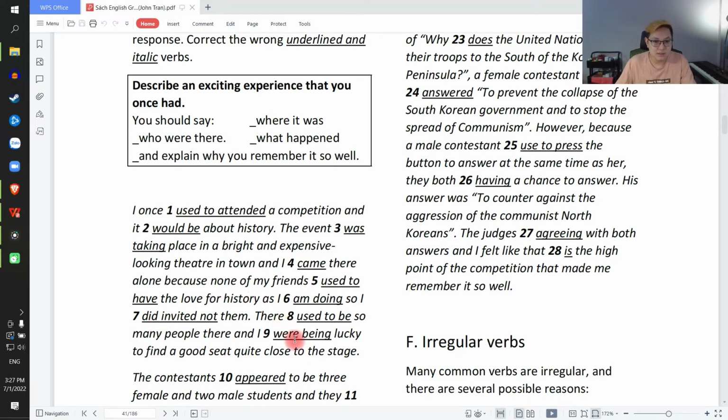So number 8, there were so many people there and I was lucky to find a good seat quite close to the stage. Số 8, số 9 cũng là hành động đơn lẻ trong quá khứ, không mang tính lặp lại. So cho nên là past simple thôi. There were so many people there. Were nha. There were so many people there and I was lucky to find a good seat quite close to the stage.